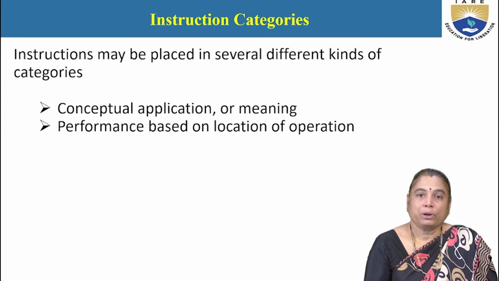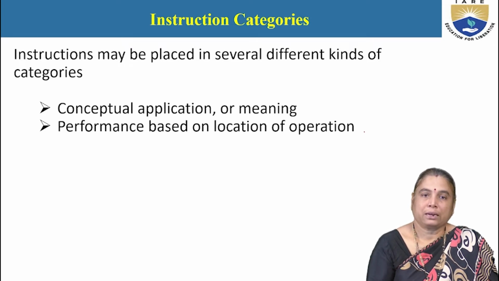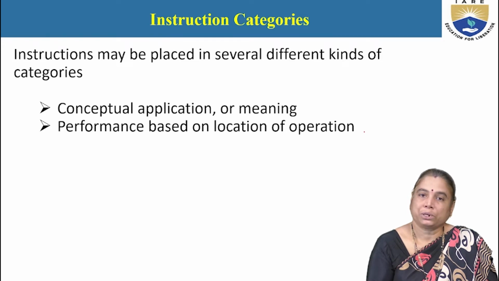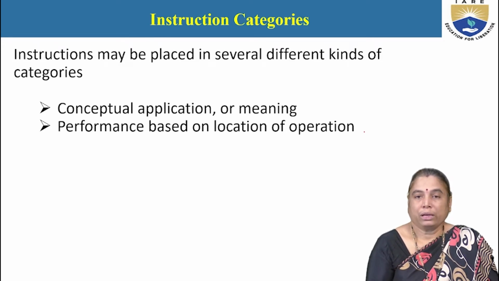They are the CPU bound applications and IO bound applications. If a major part of the program involves arithmetic operations which require CPU processing, those applications are generally considered CPU bound applications. When a major part of the application depends upon input output operations, those applications are categorized as IO bound applications. The IO bound applications come under the category of performance based on location of operation. Based on this location of operation, the performance of the program can be affected.